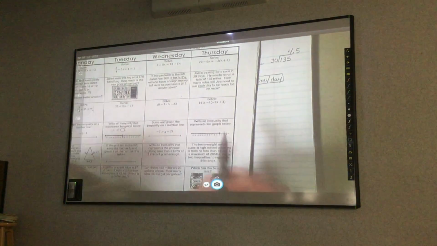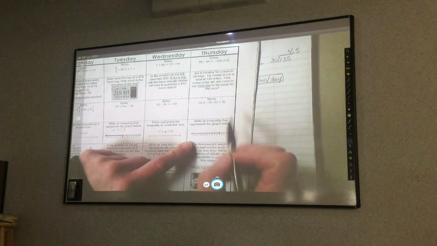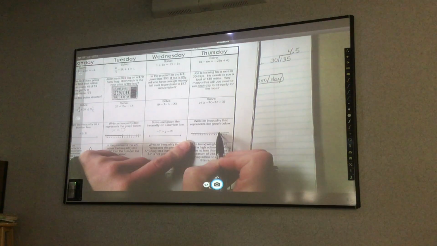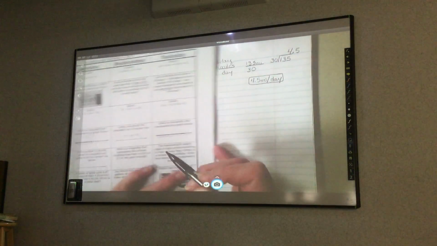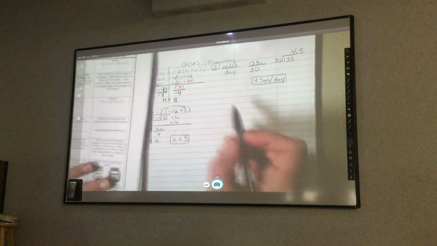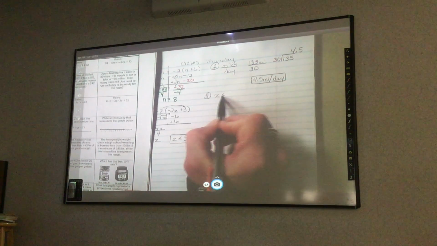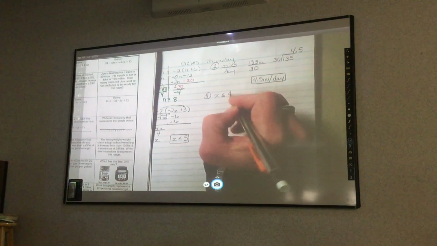Write an inequality that represents the graph below. It is a filled-in circle at the 4, and it's going to the left, so it's going to be less than. So x is less than or equal to, because it's filled in, 4.